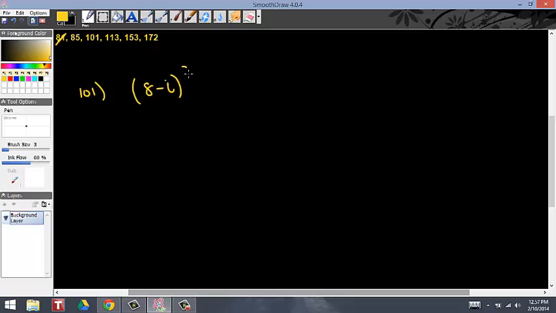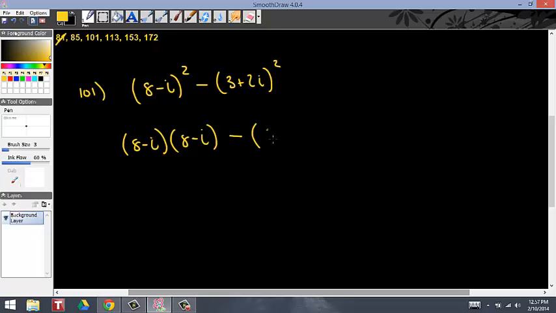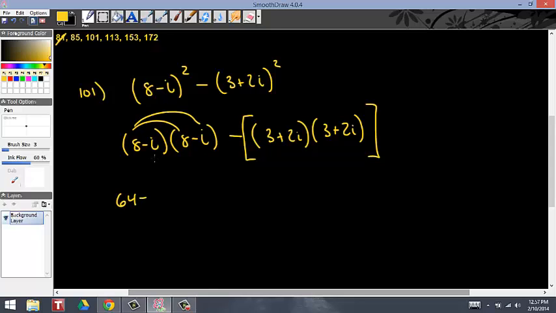8 minus i squared minus 3 plus 2i squared. Please bear in mind that this is not 64 minus i squared. This is 8 minus i times 8 minus i, minus 3 plus 2i times 3 plus 2i. And it's actually minus the whole thing. So let's go and FOIL this out. This is 64 minus 16i plus i squared. What is i squared, everybody? Negative 1. So this is minus 1 here. So I should get 63 minus 16i.